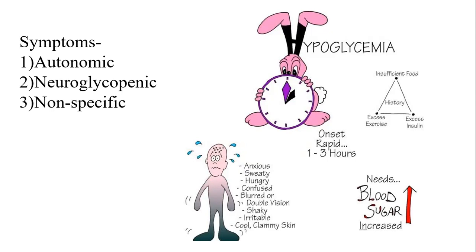In the history, you will see that the patient has had excess insulin, excess exercise, or insufficient or poorly managed diet. The patient will come to your clinic very anxious, sweating, angry, and confused, with double vision, shaky, irritable, and with cold, clammy skin. This patient will need blood sugar to be increased.